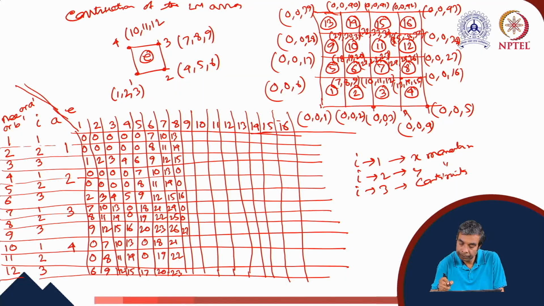And then it is 24, 25, 26. Then we move to the ninth element. It is 0, 0, 17. Next is 18, 19, 20. Then it is 29, 30, 31. Then it is 0, 0, 28.